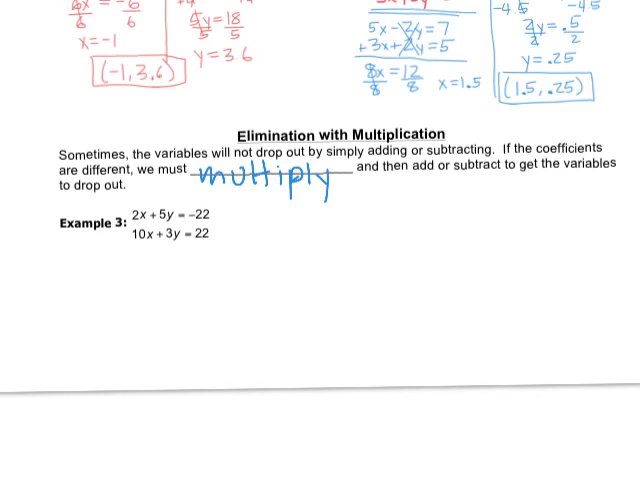Multiply. Okay. And then add in order to get the variables to drop out. So let's look specifically at example 3.